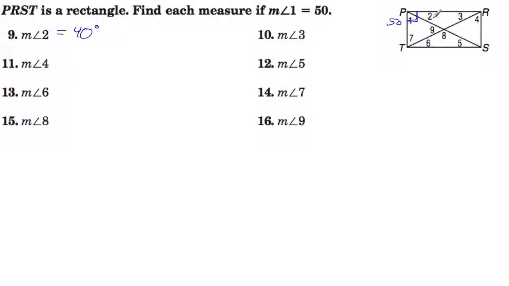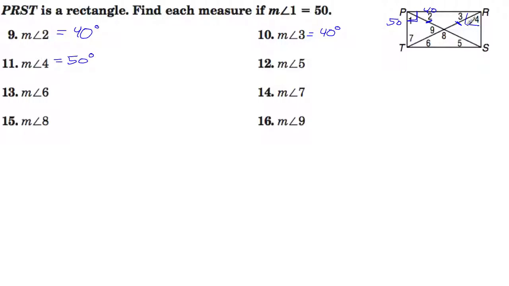Angle 3, this is 40. Again, we know that these two distances are the same, which means that this is an isosceles triangle, which means that angle 2 is congruent to angle 3, so angle 3 is also 40 degrees. Angle 4, again, is complementary to angle 3, so that's going to be 50 degrees.